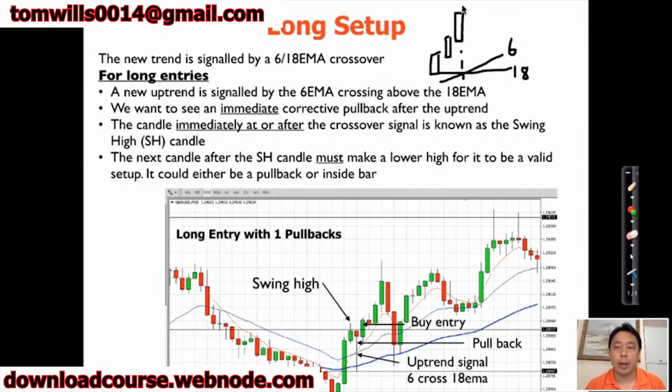So this is known as a swing high candle that must come right at the cross or right after the cross. So in other words, if it crosses here, this could be the swing high candle, or this could be the swing high candle, right? Because it comes right after that 6 crossing above the 18. Does that make sense? So this again, let me mark it as a swing high candle.